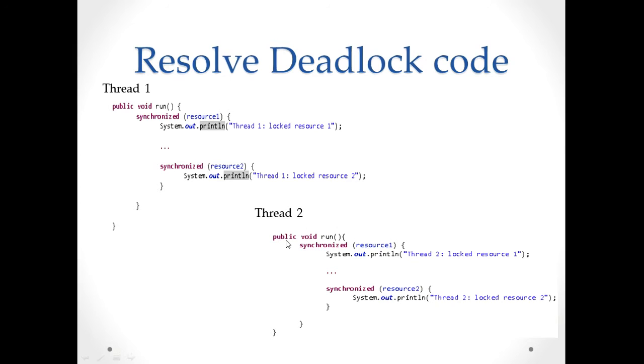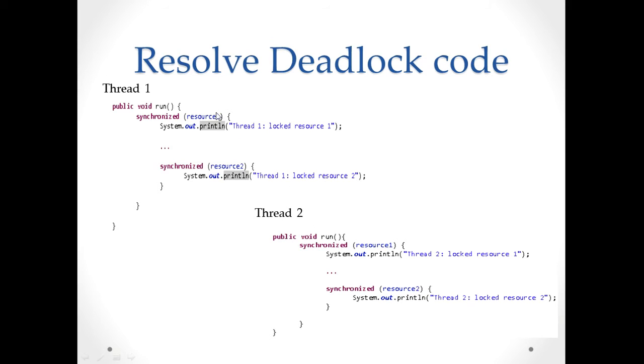Now, if we go down to thread 2, we're also acquiring a lock on resource 1 here. So basically, the resources are going to be acquired by both of these threads. If we go back up to thread 1, it's going to acquire a lock on resource 1, and then it's going to acquire a lock on resource 2.